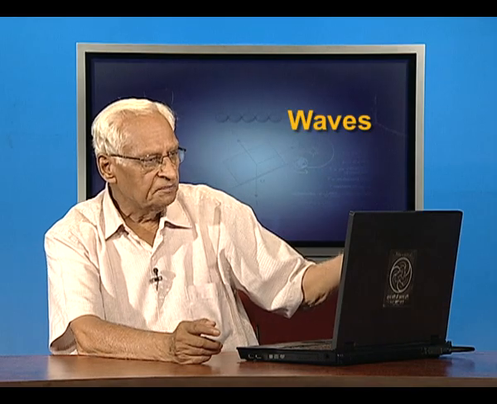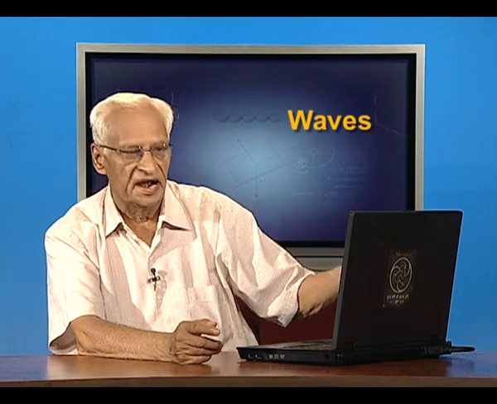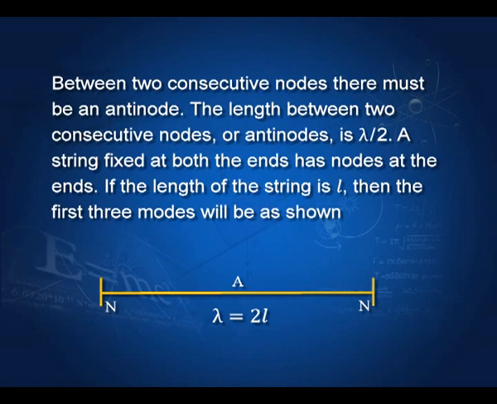As I have said earlier, between two consecutive nodes, there must be an antinode. So, we have two nodes and then an antinode, and the wavelength is equal to twice the length of this string, because between two consecutive nodes, the distance is half the wavelength. Therefore, for the full wavelength, we will need twice that distance.